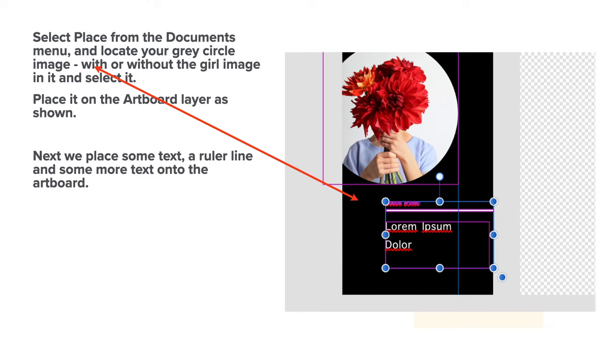Now select place from the documents menu and locate your grey circle image with or without the girl image in it and select it. Place it on the artboard layer as shown.